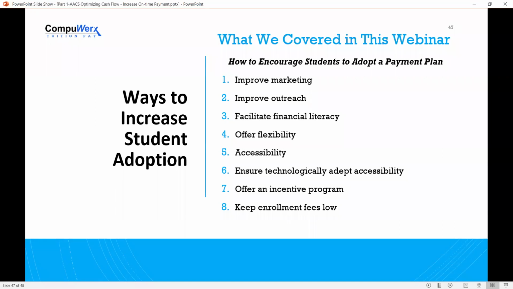Use a technology to make an automatic payment withdraw from their bank account or their credit card account. Offer incentives to the program, give them discounts or give them a coupon to discounts to a store or give them any type of incentive that would work out with your school. And also you want to keep the enrollment fee low. So therefore you'll have more participants for the payment plan.